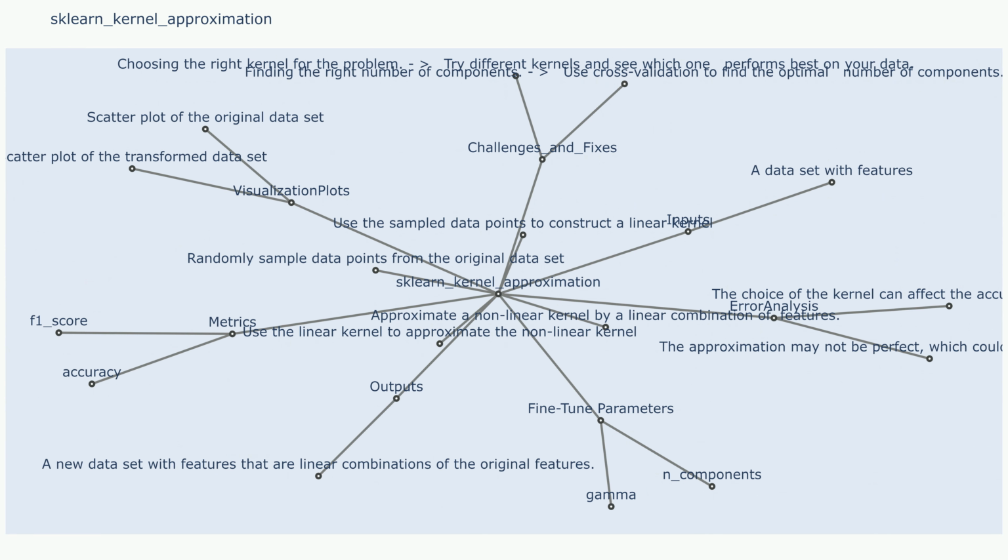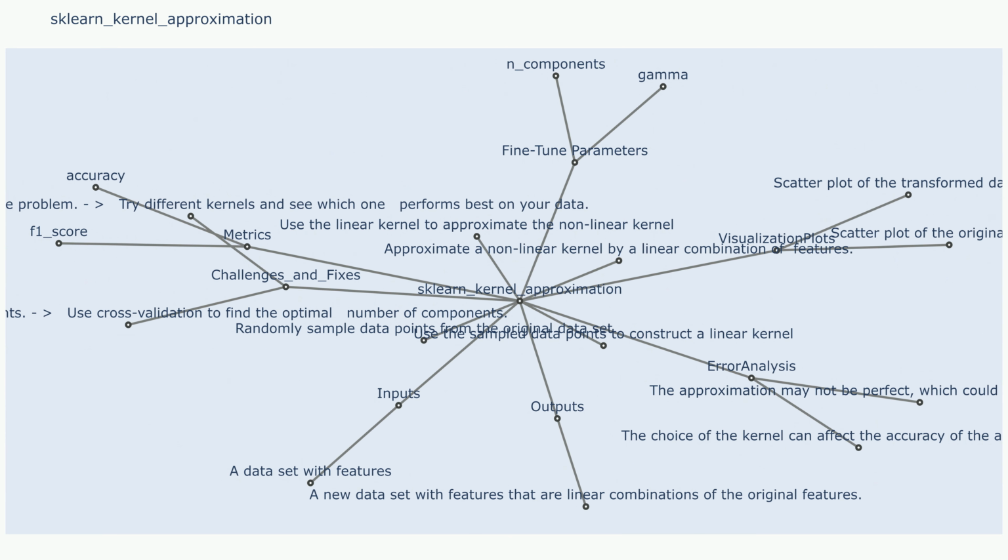Fixes to challenge 2: Optimize the implementation of the kernel approximation method. Use parallel computing techniques to distribute the computation. Consider using a more efficient kernel approximation method, such as Nystrom approximation.